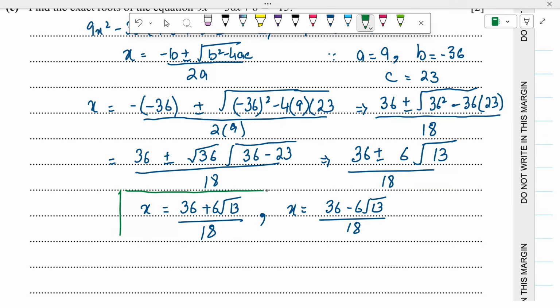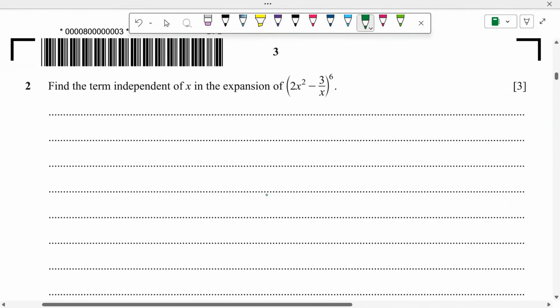These are the required roots of the given quadratic equation. Let's move to question number 2.